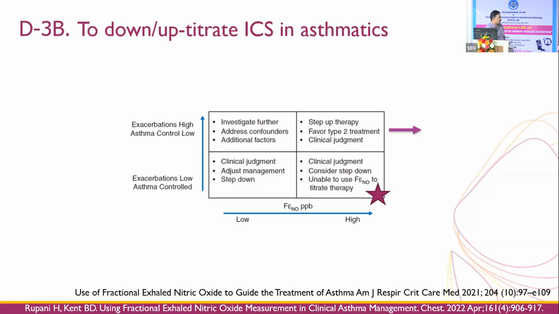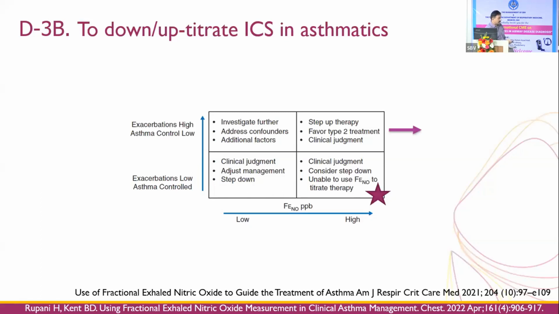If your symptoms are high and the FeNO is low, then this is likely to be either a confounder or a false cause of low FeNO test-wise, or because they have T2 low asthma, maybe coexisting GERD, obesity, OSA, etc. This is what you need to look at here. But if the symptoms are high and the FeNO is high, then you need to step up therapy.